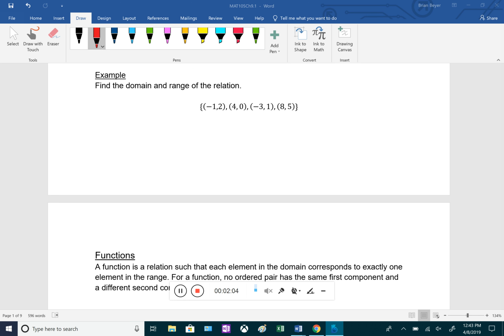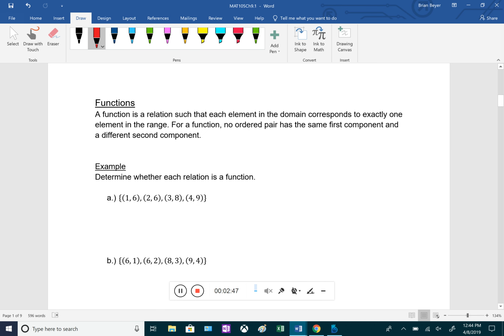So we have (-1, 2), (4, 0), (-3, 1), and (8, 5). We want the domain and range. Both of these are sets, so they're both going to be squiggly brackets. The domain is the set of the first elements. So the domain is going to be -1, 4, -3, and 8. And then the range is going to be the set of all of these second elements. So it's going to be 2, 0, 1, and 5. Okay, so that's the domain and range of that relation.